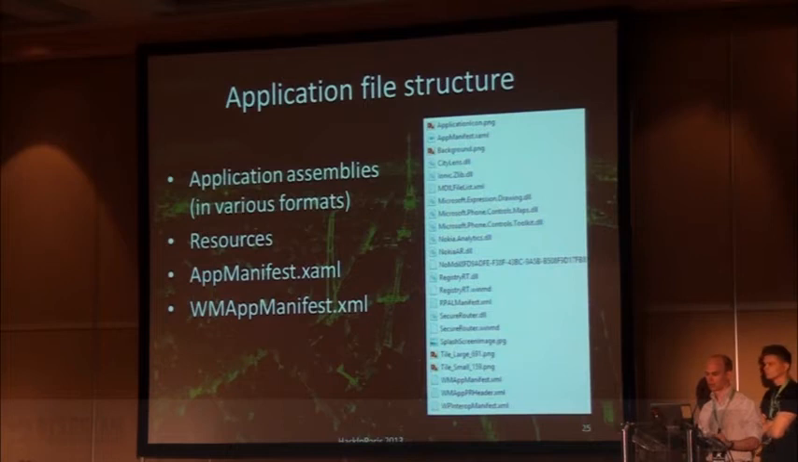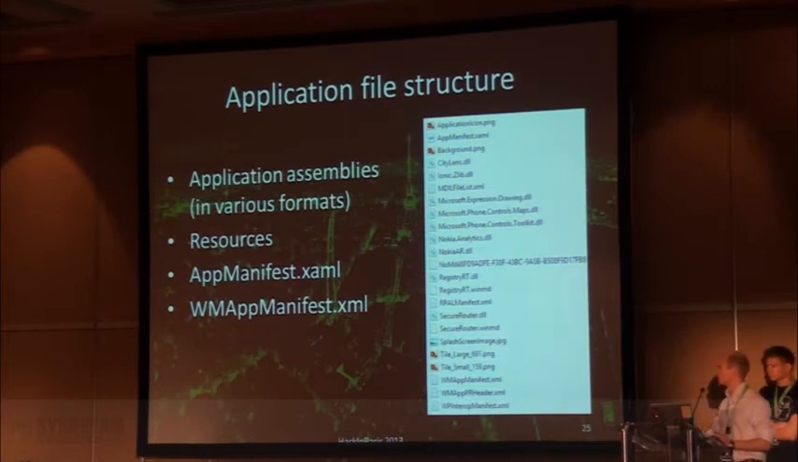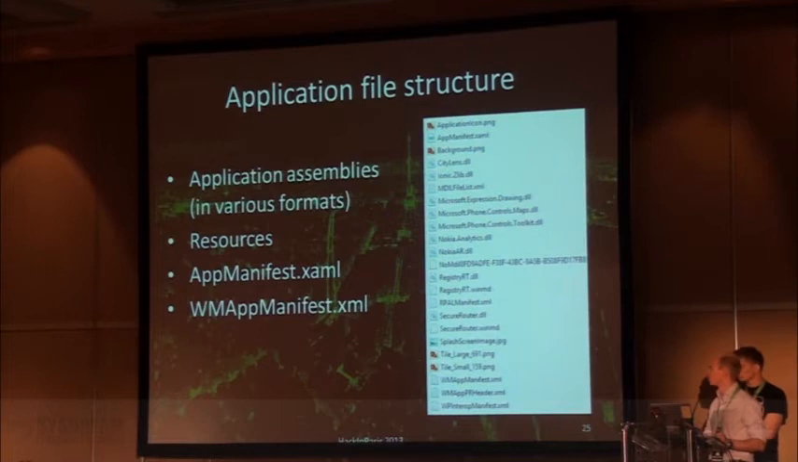The most interesting is called WMAppManifest. It contains all application specific information like name, version, operating system version it supports. It also declares list of capabilities, the list of registered file types, URI schemes, and so on.